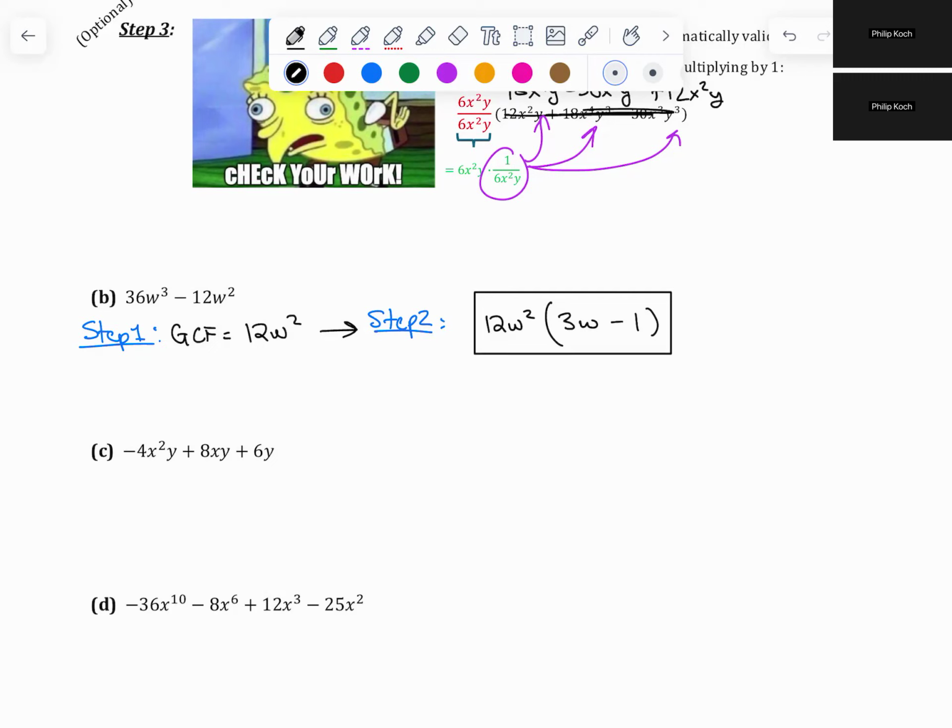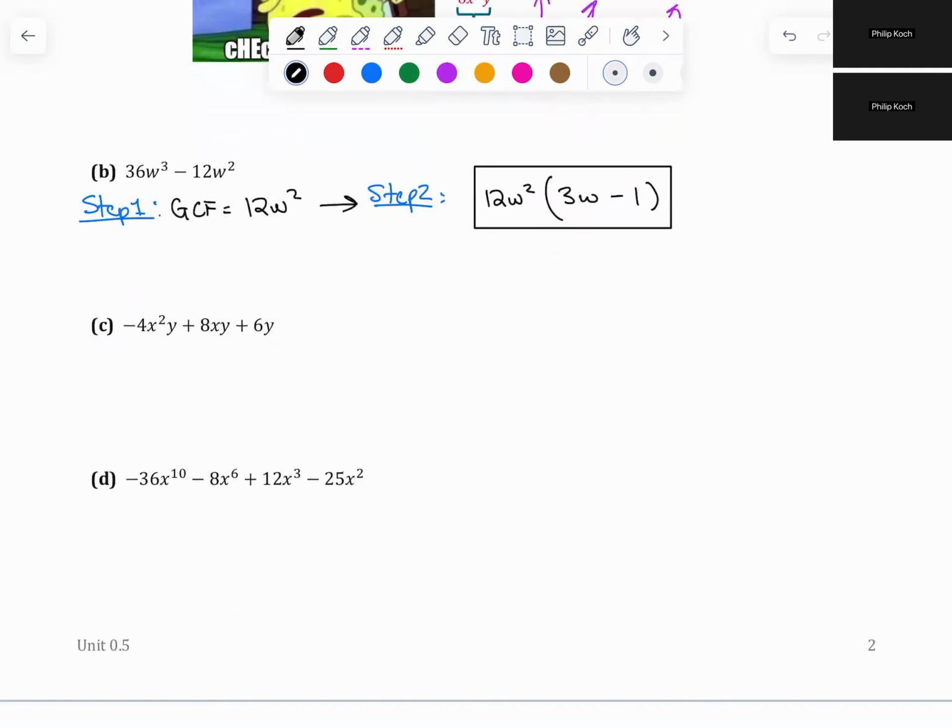Part C, go ahead and work through part C and part D. I will slowly fill in details. I trust you guys, I think you can do it. And if you have questions, feel free to ask.